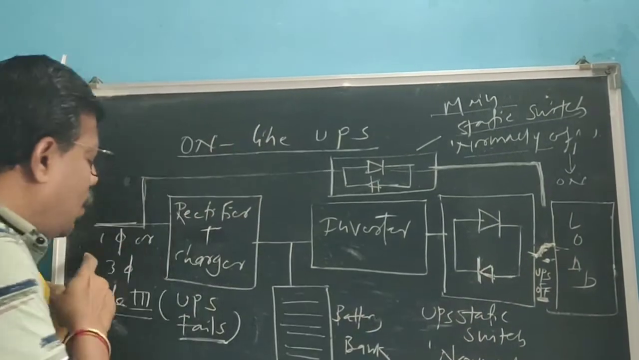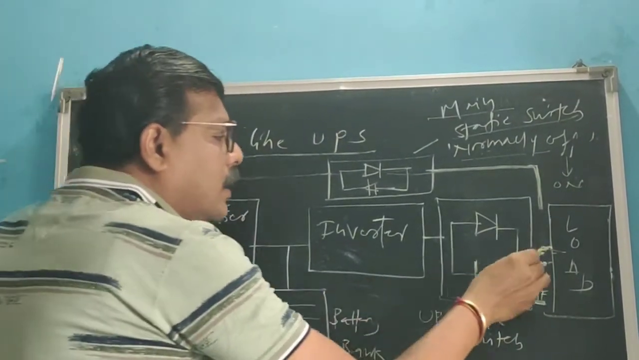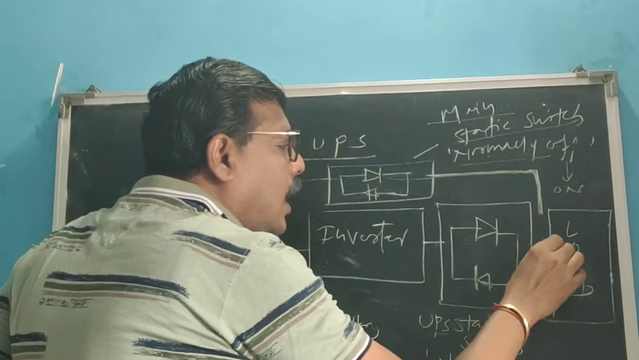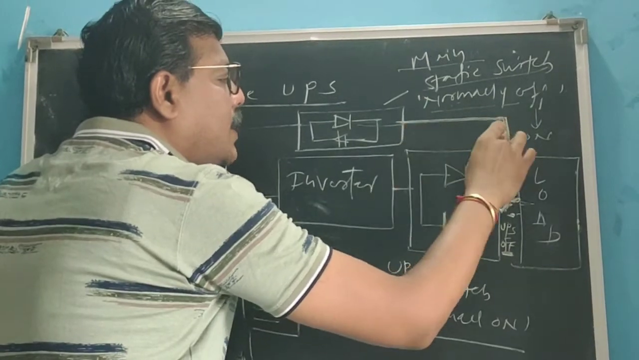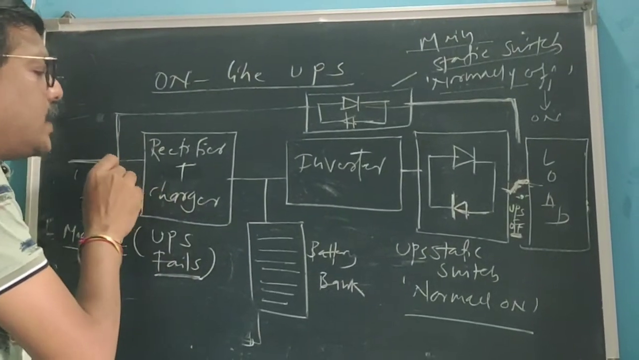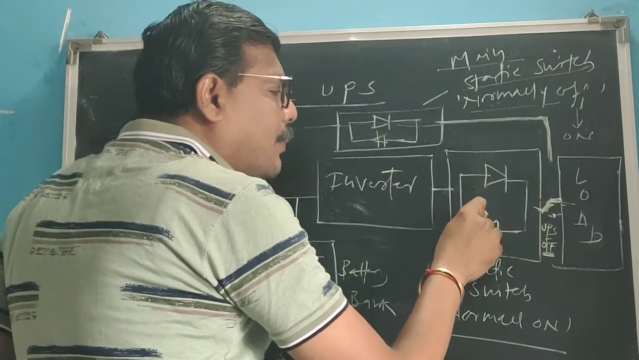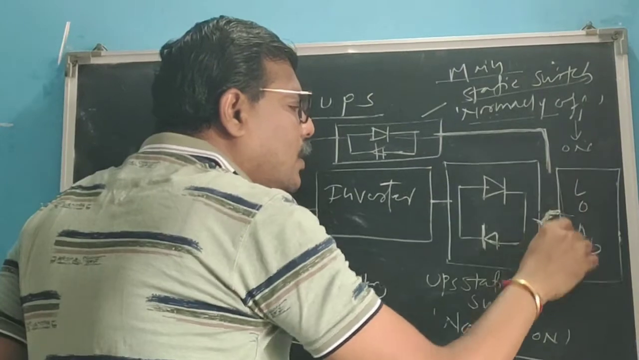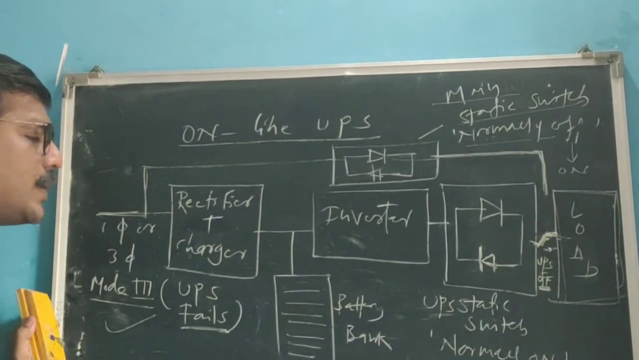When the AC mains is present, the UPS gets connected to the load and disconnects the main supply. At that time the UPS is connected, and again it will convert rectified AC to DC, and the inverter DC to AC. The filter will remove the ripple, and a pure sine wave is given directly to the load. So this is the mode 3 operation when the UPS has failed.